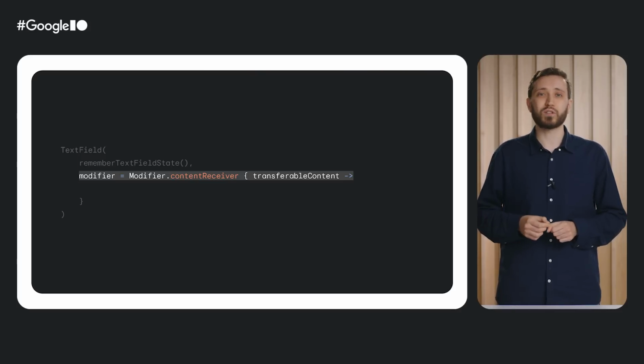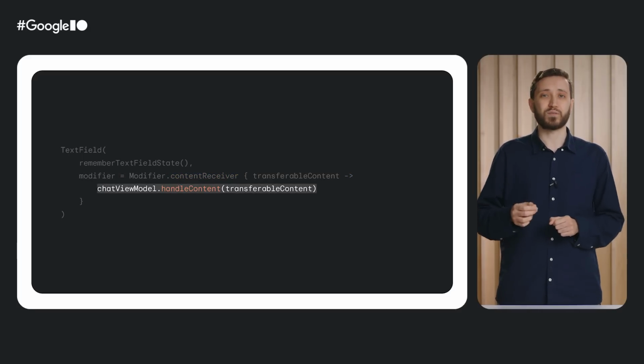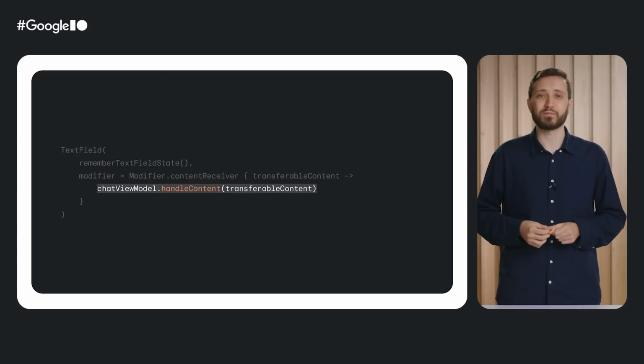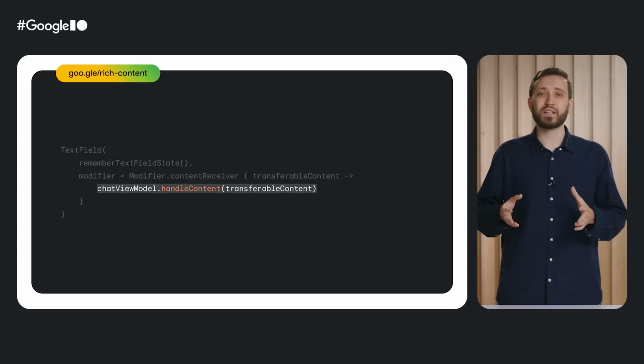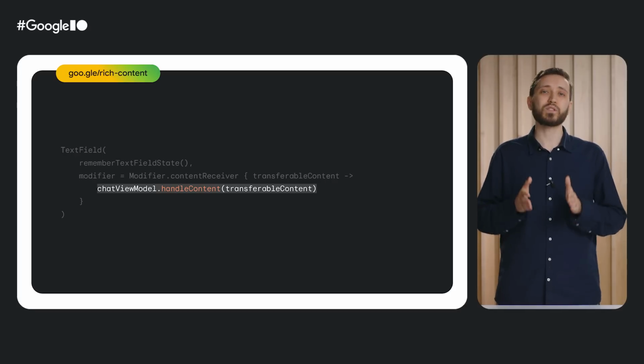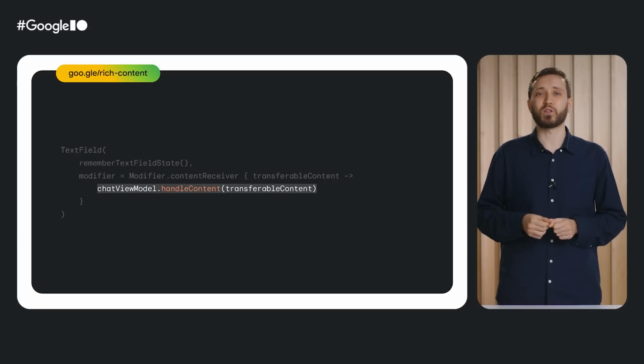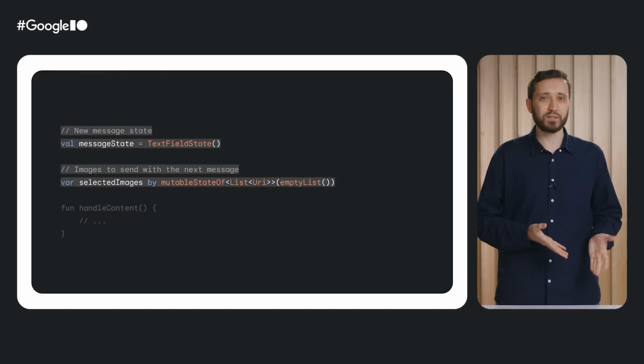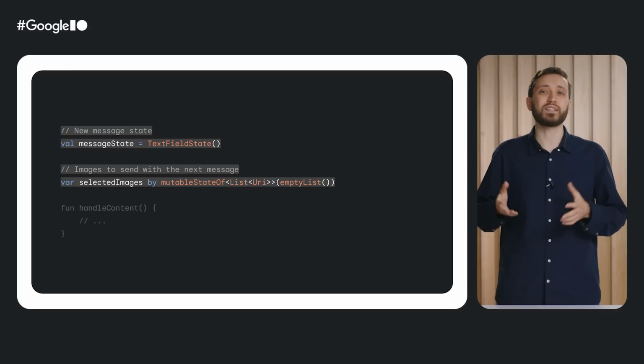The content receiver modifier takes a lambda that receives a transferable content object. Transferable content is mainly a wrapper around clip data and clip description APIs. You can learn more about how to handle this type of data in the linked documentation. We will process this transferable content in our ViewModel. Here, inside our ViewModel, we keep track of two states. One is a regular text field state for our message field. The other one is a list of images to be sent with the next message.